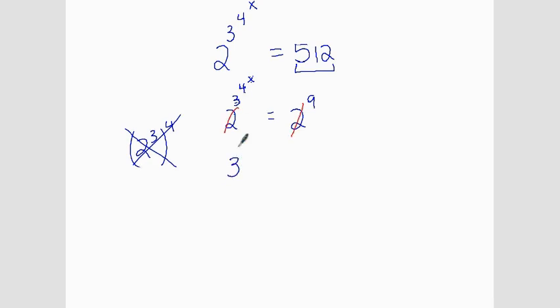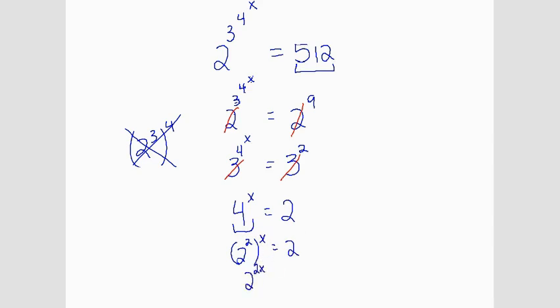We get 3 to the power of 4 to the power of x equals 9, but we know that to be 3 squared, and we can take out another base. We get 4 to the power of x equals 2, and now we have to work on the left side finding a common base. That'd be 2 to the power of 2 to the power of x is equal to 2, and that gives us 2 to the 2x equals 2, which means 2x is equal to 1, which means that x is equal to 1 half.